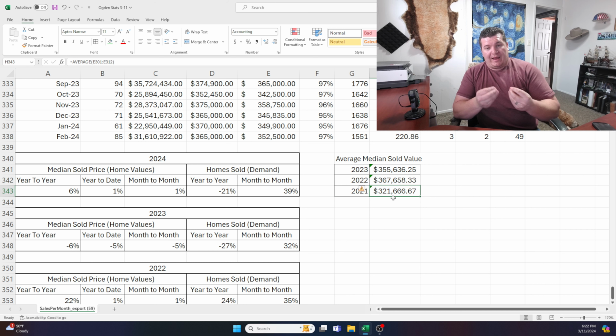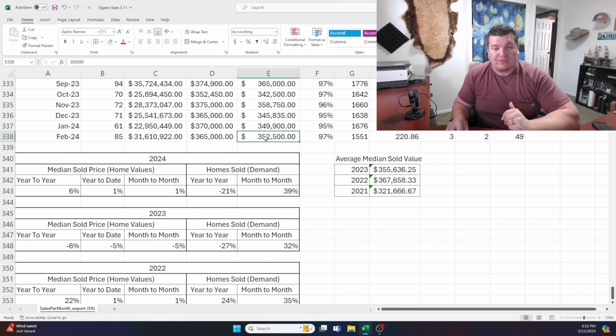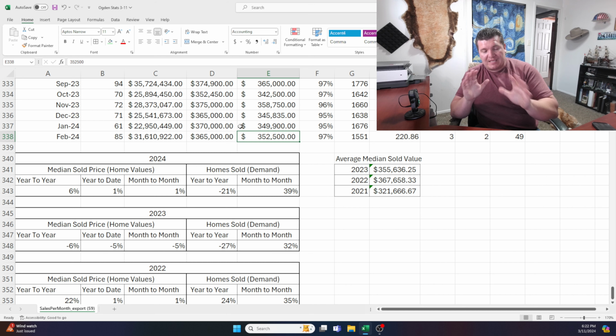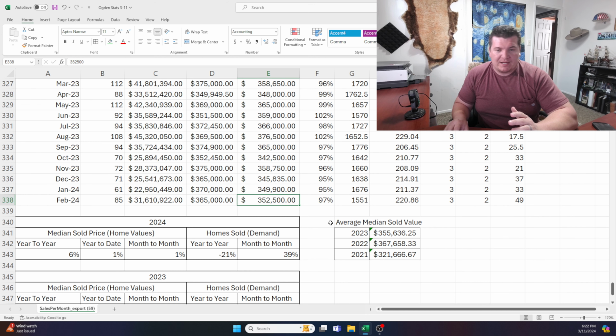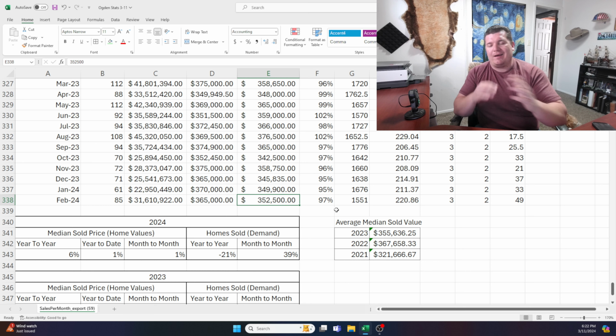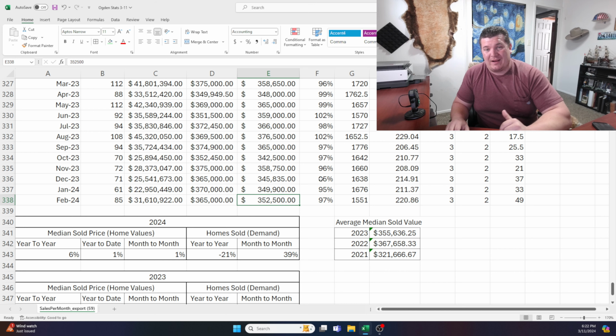Mostly what I'm trying to get at is we saw an increase, a decrease, and with where the median sold value already is in 2024, being at $349,000 for January and $352,000 for February, it's seeming like home prices are going to increase in 2024. Is it going to be by a huge substantial amount? There's no evidence indicating that, but there is really good evidence indicating that home prices will increase here in Ogden, Utah.